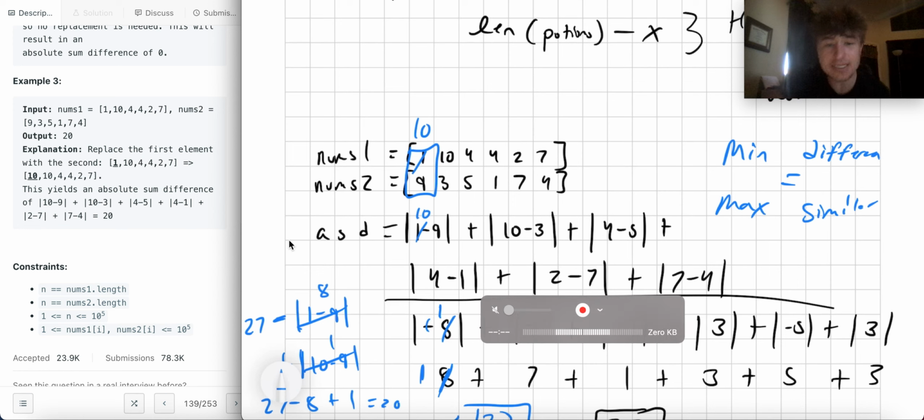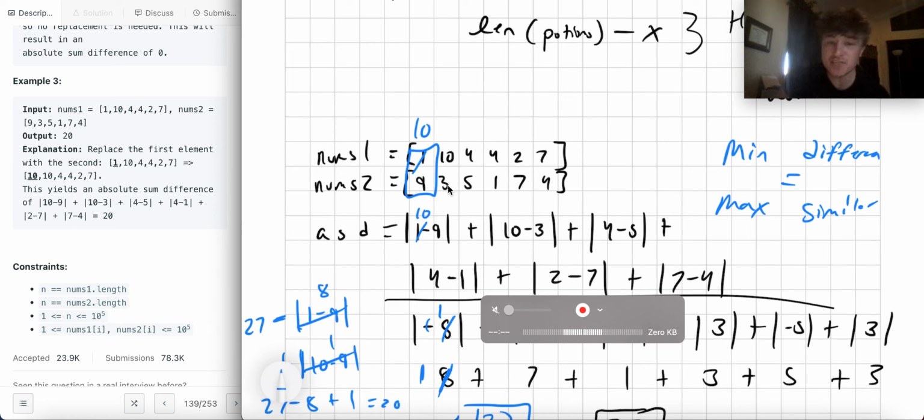So the reason why 10 was chosen here is because it's the closest thing to 9. And since it's the closest thing to 9, it makes the minimum difference between them, which results in the minimum value here when you're summing the things up. So the best person for 9 would be the person that's as close to 9 in nums 1.